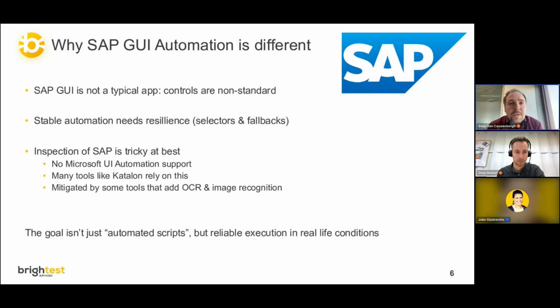Now, to get those elements, to get that resilience, well, we need to inspect it. And SAP inspection is tricky at best. And as I said before, there's no Microsoft UI automation support. So many tools rely on this. So immediately, because of that architecture, you have a lot of tools which you just can't use properly.